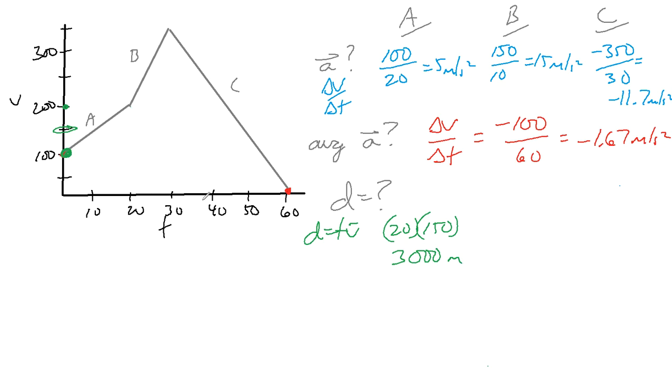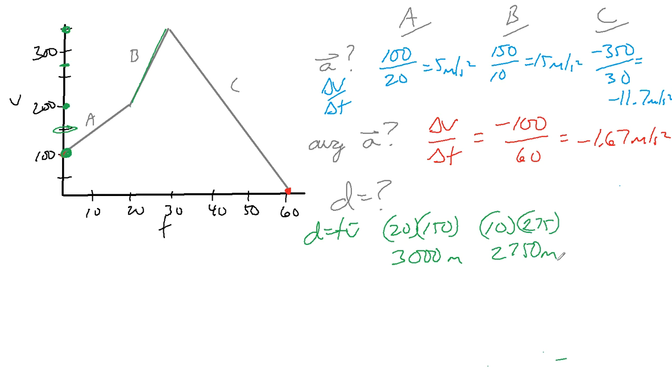All right, so now I'll go to the second part. The second part lasted for 10 seconds. Do I have a constant V? No, so I got to use the average. So it went from 200 all the way up to 350. So the average of 200 and 350 would be 275. So right in the middle would be 275. So multiply, we got 2750 meters for the second part.